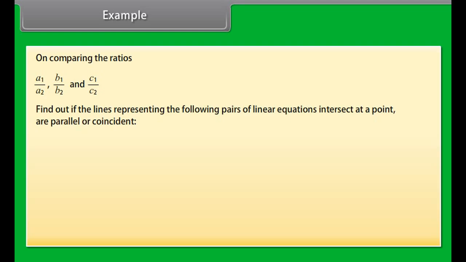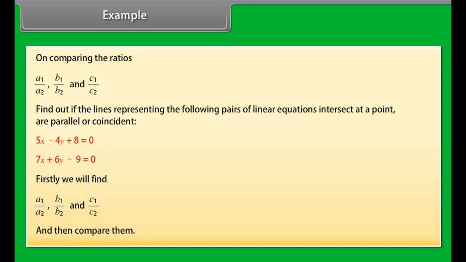Example. On comparing the ratios a1 upon a2, b1 upon b2 and c1 upon c2, find out if the lines representing the following pairs of linear equations intersect at a point, are parallel or coincident. 5x minus 4y plus 8 is equal to 0. 7x plus 6y minus 9 is equal to 0.